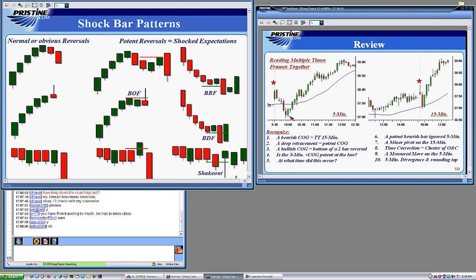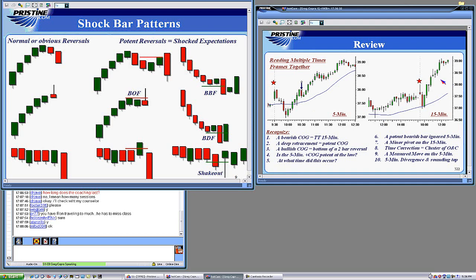Is the 5 potent at the low? Absolutely. First reversal period, right at 10 o'clock. Potent bearish bar ignored. That happens right here, in the area of the prior high. And this comes after a deep retracement. So bearish bars, after 100% retracement, we needed less weight to.